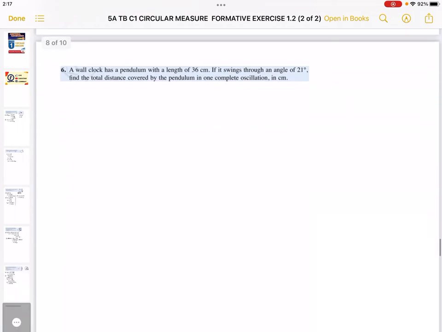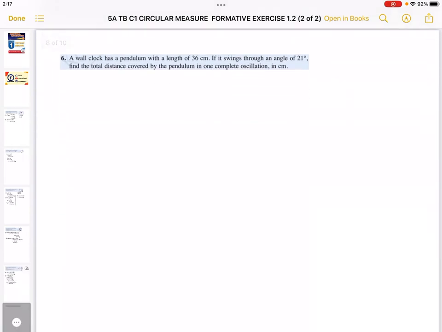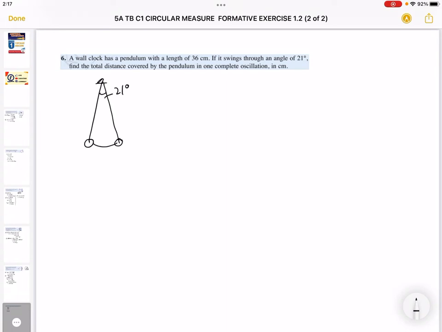A wall clock has a pendulum with length of 36 cm. It swings through an angle of 21. So we draw the clock with a pendulum like this, right? The angle here is 21. Find the total distance covered by the pendulum in one complete oscillation. One complete oscillation means I move here and I come back, right? So the distance traveled is 2 times the length of arc.